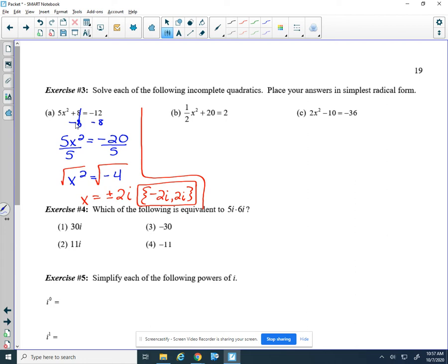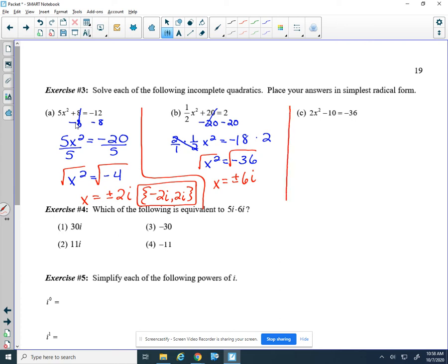So looking at this one, we're going to subtract 20. And then multiply by 2 over 1, or just 2 is fine as well, same difference. So I get x squared equals negative 36. And then we take the square root of both sides. And we have plus or minus, and this will be 6i.